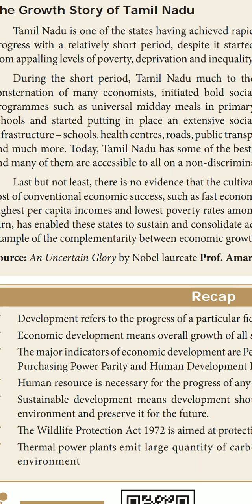Do you know what we mean by per capita income? How can we calculate this per capita income? That is net national product divided by total population of a country. Already we have learned this, isn't it? Per capita income means what? It is the average income of an individual of a country. How can we calculate it? Net national product divided by total population of a country. So Tamil Nadu has the highest per capita income and the lowest poverty rate among all Indian states.